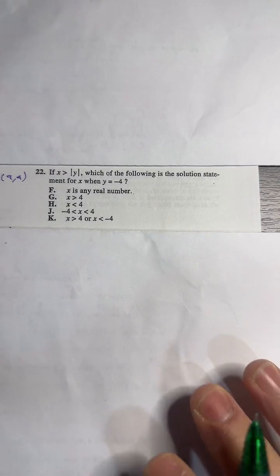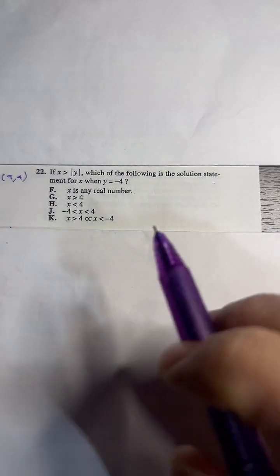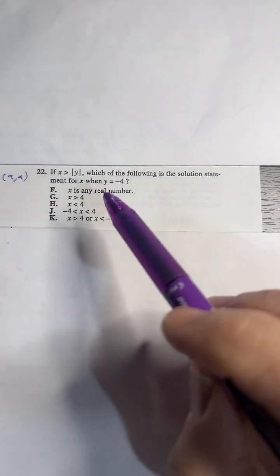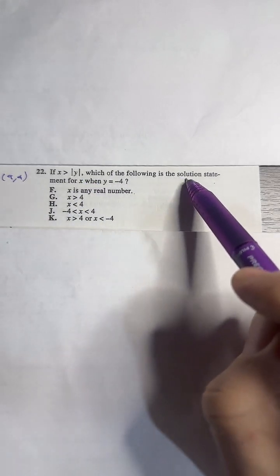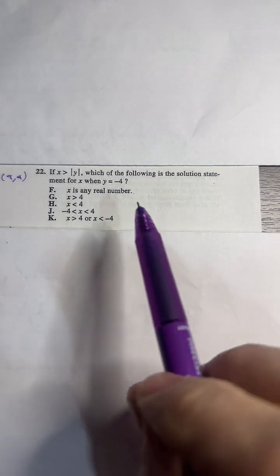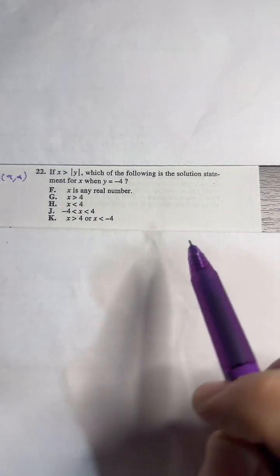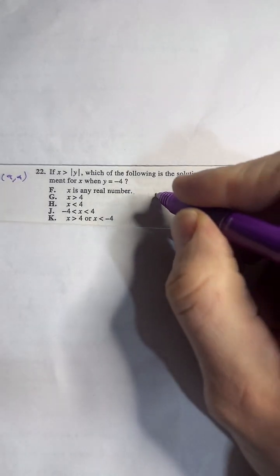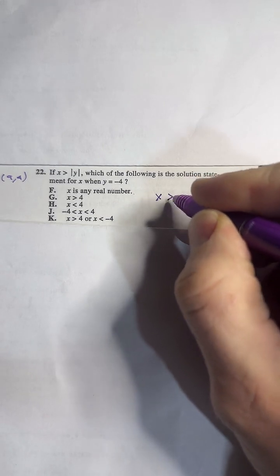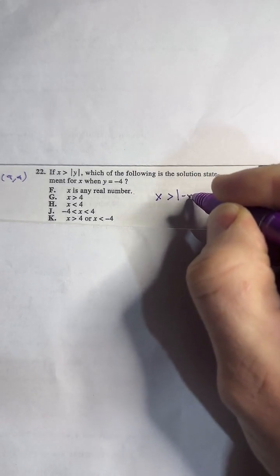Number 22. All right. Now they're hitting us with just some mumbo jumbo, trying to trick us for no good reason because they're bored. All right. If x is greater than the absolute value of y, which of the following is the solution statement for x when y equals negative 4? So it looks like we maybe do something super weird, but in all reality, we just simply need to go ahead and plug in negative 4.